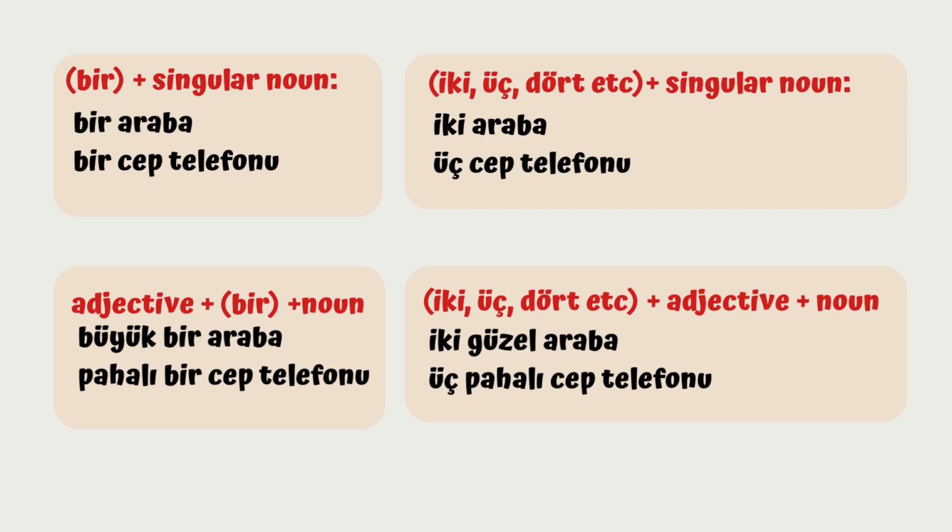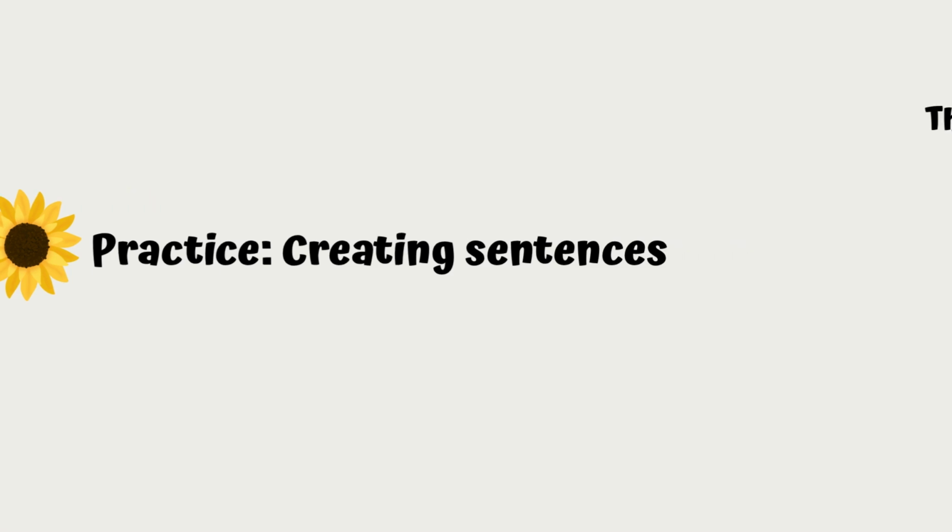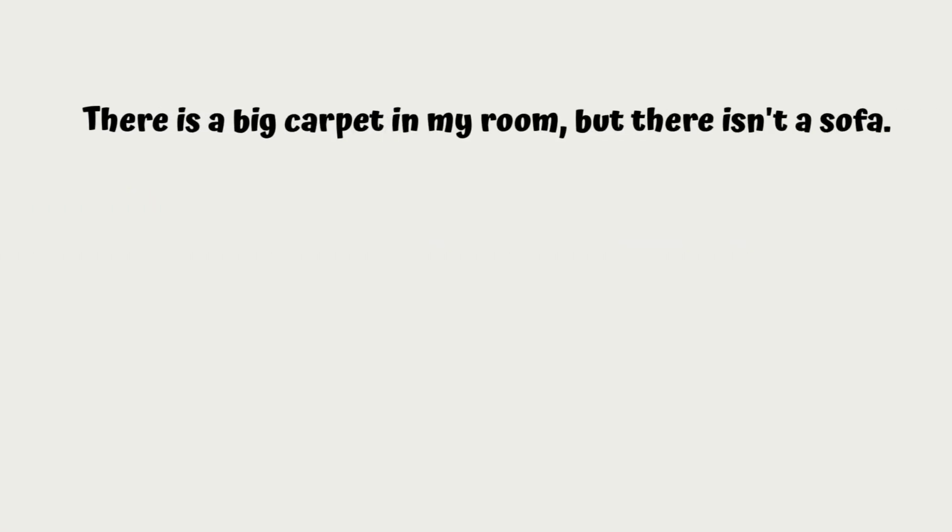So if you're ready, we're gonna create sentences, putting everything that we have studied in use. Okay, so this is what we're gonna say. There is a big carpet in my room, but there isn't a sofa. So how do we say that in Turkish? I'm giving you some time. You can pause here. You can try yourself first, and then I'm going to give you the answer in a second.